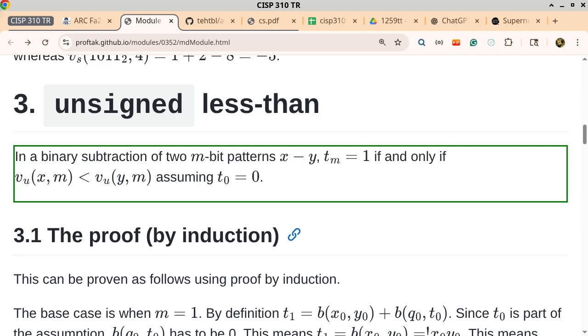Do you? Okay, so how about this? I will switch around and say, do we know what this is saying? And that's basically what I said. So if you have an unsigned comparison, then the most significant bit of the borrow indicates whether X is less than Y, which is exactly what this is saying. Tm equals 1 if and only if the unsigned interpretation of X is less than the unsigned interpretation of Y. That's exactly what it is saying.